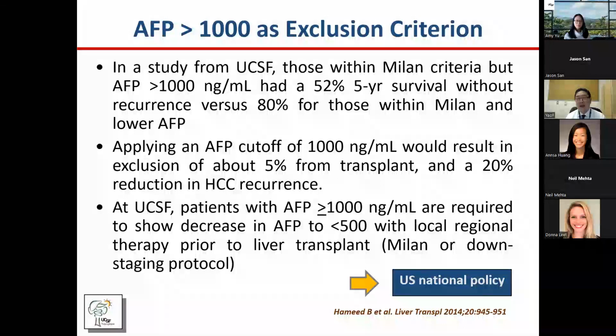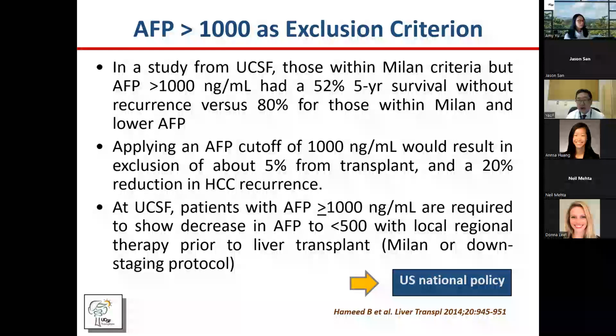We did a study, published in 2014, showing that those within Milan criteria but AFP over 1,000 had a 5-year survival without recurrence of only 52% versus 80% for those within Milan and with lower AFP. So for a number of years, we already had this internal policy: we applied an AFP cutoff of 1,000, and that would result in exclusion of about 5% of patients from transplant, but a 20% reduction in HCC recurrence.